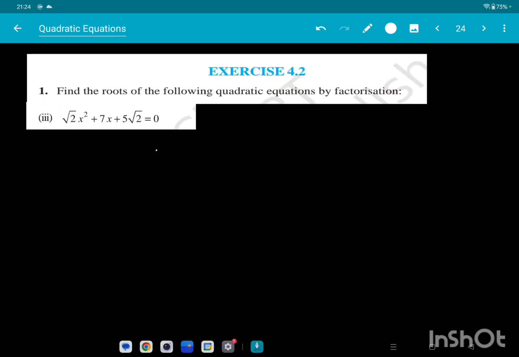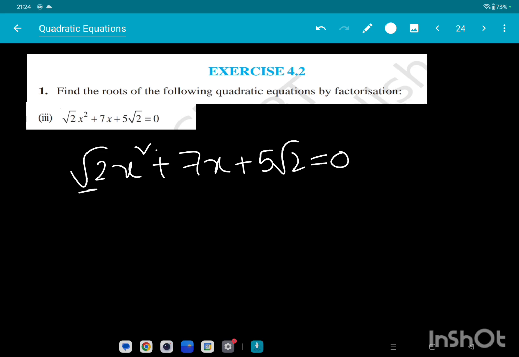Here the next question is root 2x square plus 7x plus 5 root 2 is equal to 0. Now first multiply the first and last terms: root 2 into 5 root 2. What will I get? Root 2 into root 2 will become 2 only, right? 5 into 2 is 10. Now split the middle term into two.